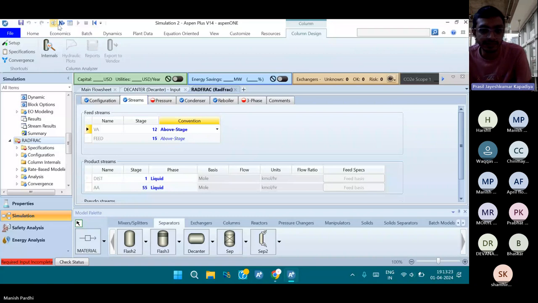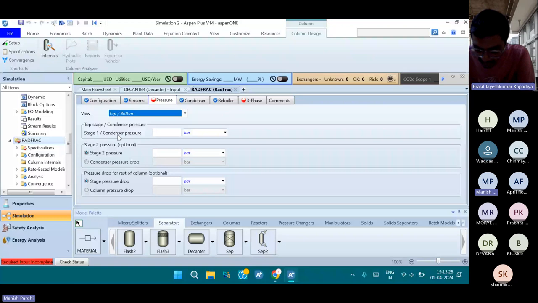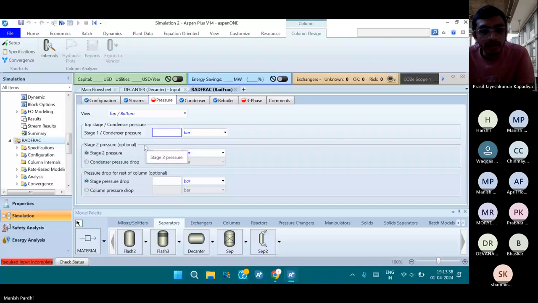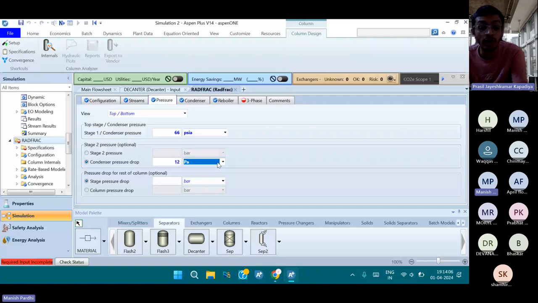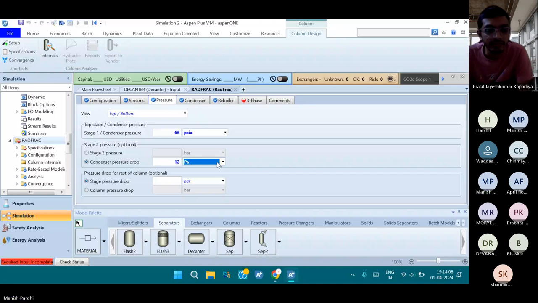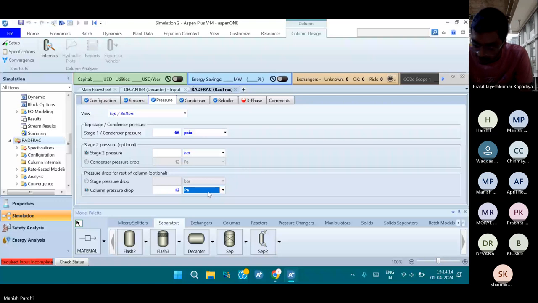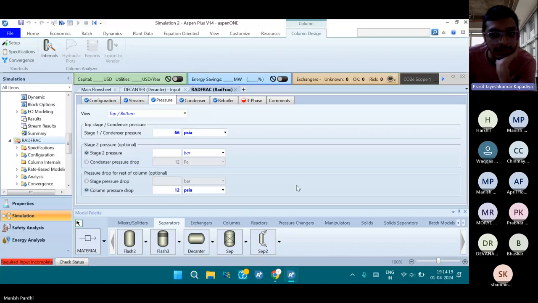Next. Condenser pressure is 66 PSIA. One more thing: we are given column pressure drop, so choose the option of column pressure drop. Not condenser, I'm not talking about condenser. It is column. Sorry, let's delete that. Column pressure drop 12 PSI. Press next.